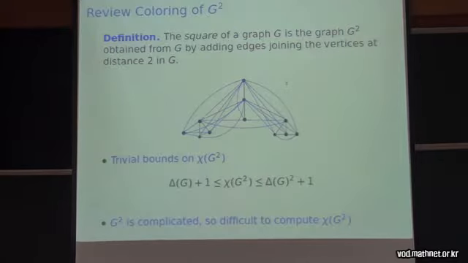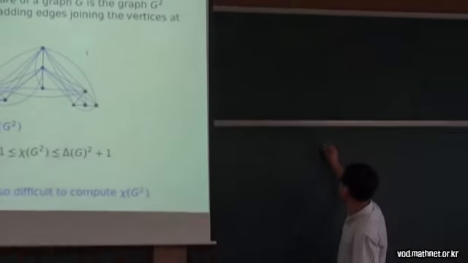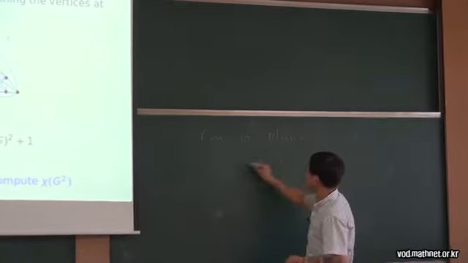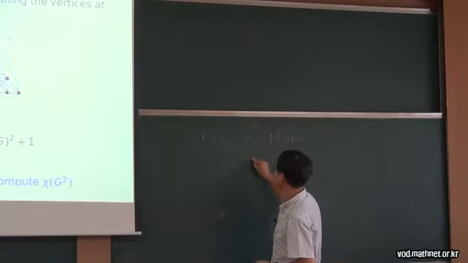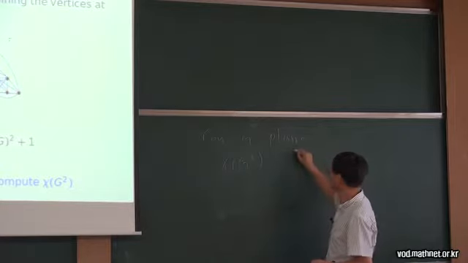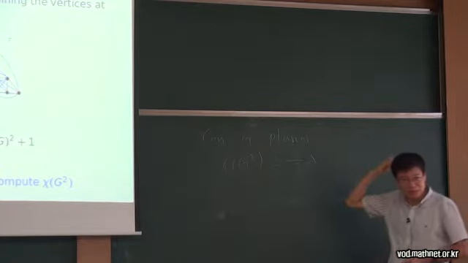And there is several research about computing the chromatic number of the square of G. There's a conjecture that if G is planar, then, I'm not sure, this 2 delta or something like this.